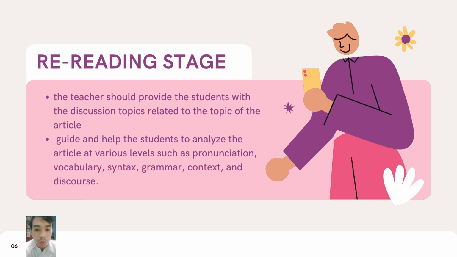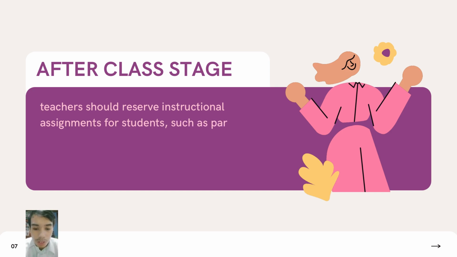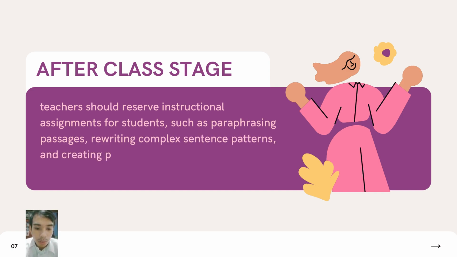The teacher should provide the students with a discussion topic related to the topic of the article, and guide and help the students analyze the article at various levels, such as pronunciation, vocabulary, syntax, grammar, context, and discourse. After-class stage: teachers should reserve an instructional assignment for students, such as paraphrasing passages, rewriting complex sentence patterns, and creating prose with beautiful style by themselves.